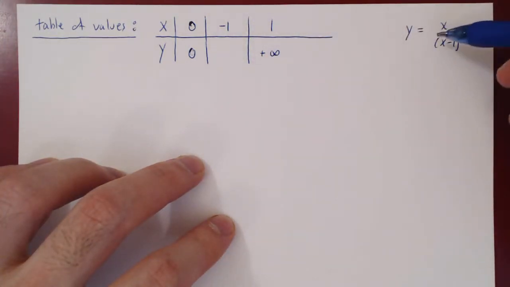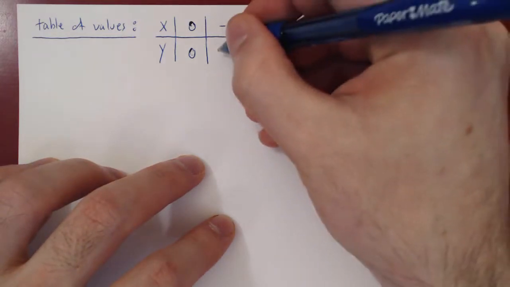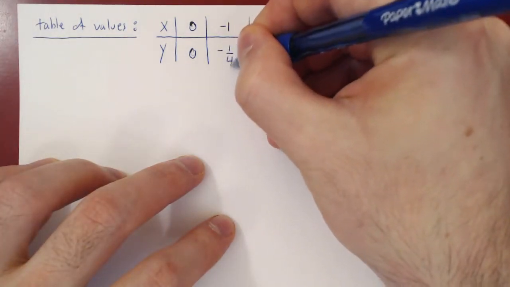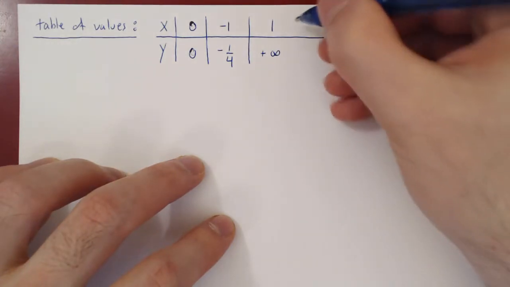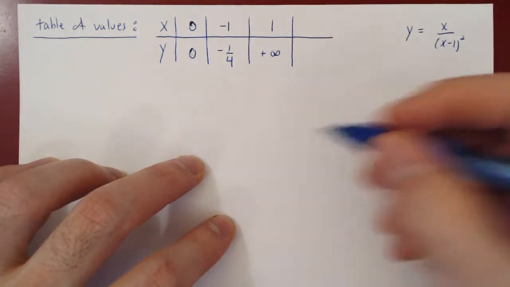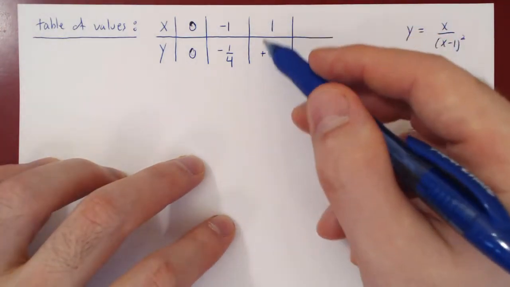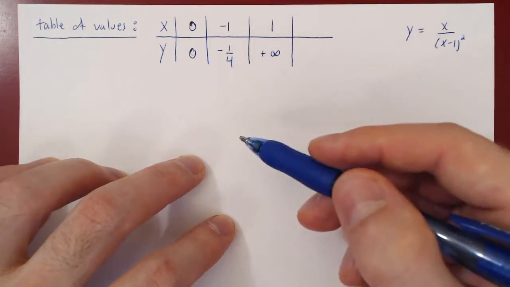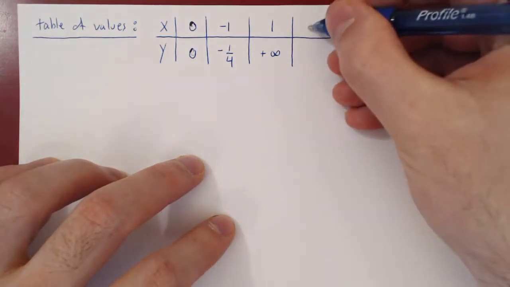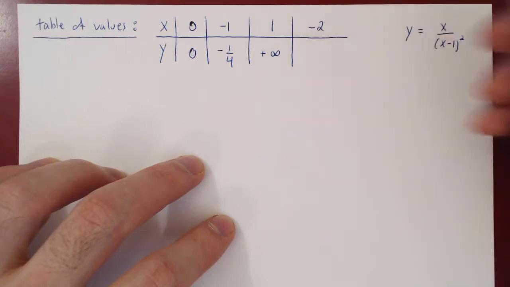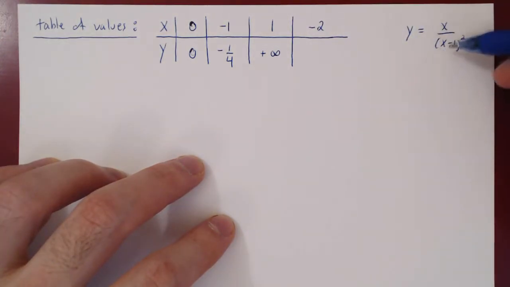At -1, if you plug in -1 in here, you'll have -1 over (-1 - 1) which is -2. -2 squared is 4, so you'll get -1/4. And of course we have our inflection points, or possible inflection points. One was again the vertical asymptote, and the other possible inflection point was x equals -2. Now, if you plug in here -2, you'll get -2 over (-3) squared, which is 9, and so you get -2 over 9.